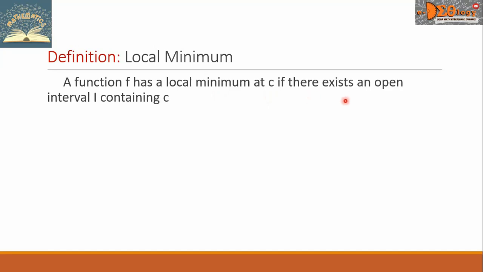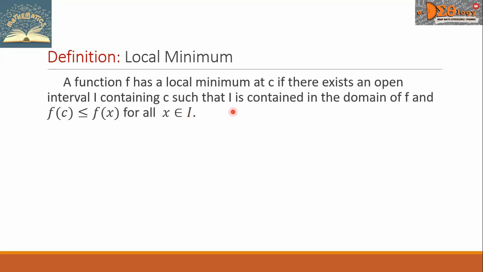Now let us define local minimum. A function f has a local minimum at the point C if there exists an open interval I containing C, such that I is contained in the domain of f, and f of C is less than or equal to f of x for all x an element of I.